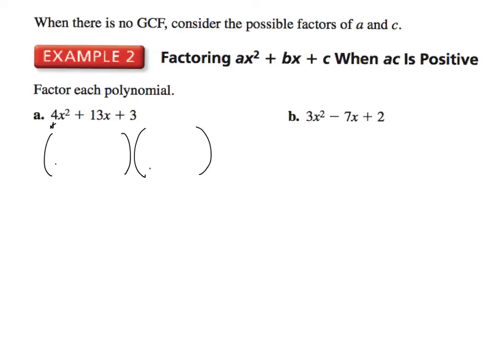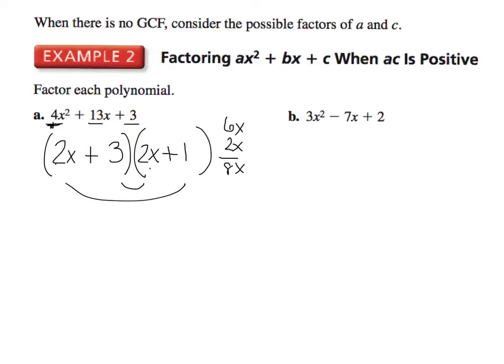So we're going to go to the first term, 4x squared. And I'm just going to guess 2x and 2x. We know these are both going to be pluses. And what multiplied by what gives you 3? Well, it'll be 3 and 1. So in this case, we have to check inside, outside. Inside will give me 6x. Outside, 2x times 1 gives me 2x. That gives me a middle term of 8x. Well, I want 13x. It doesn't work.